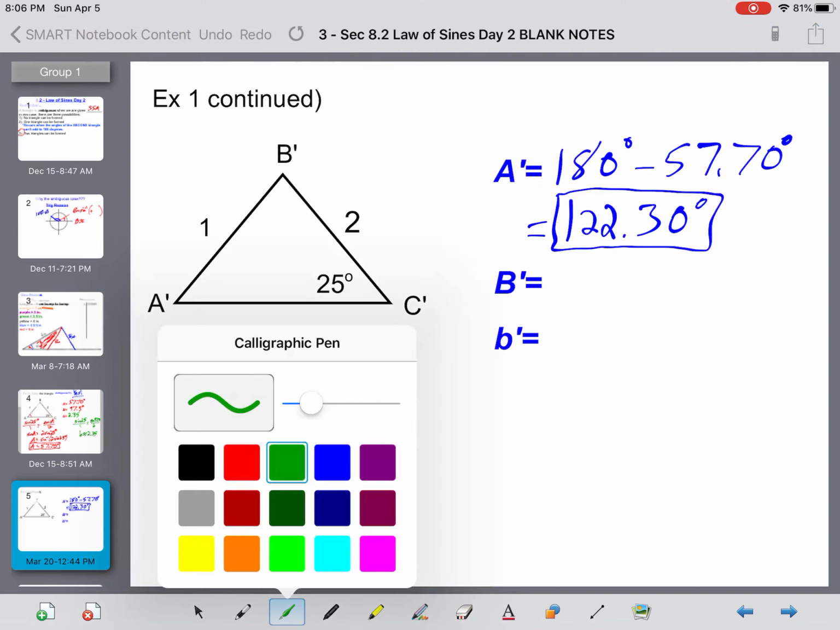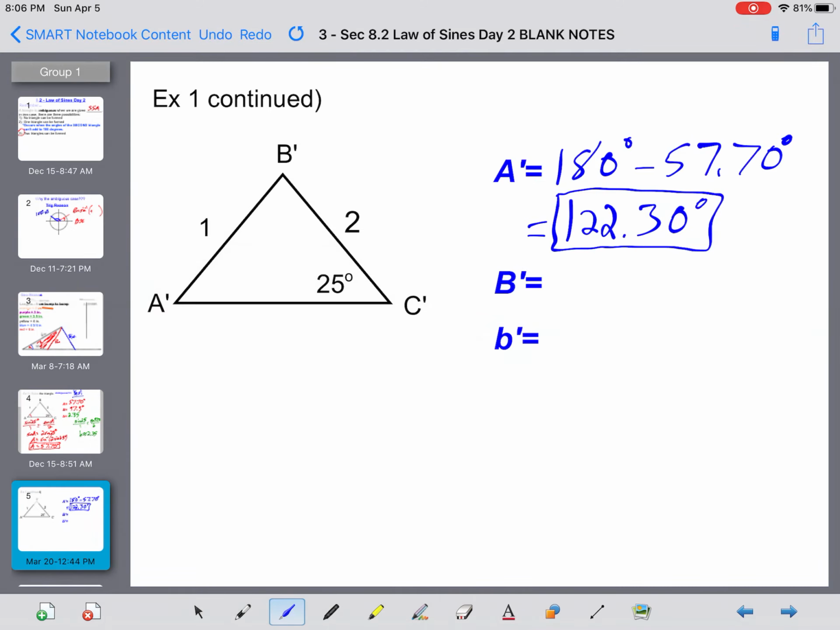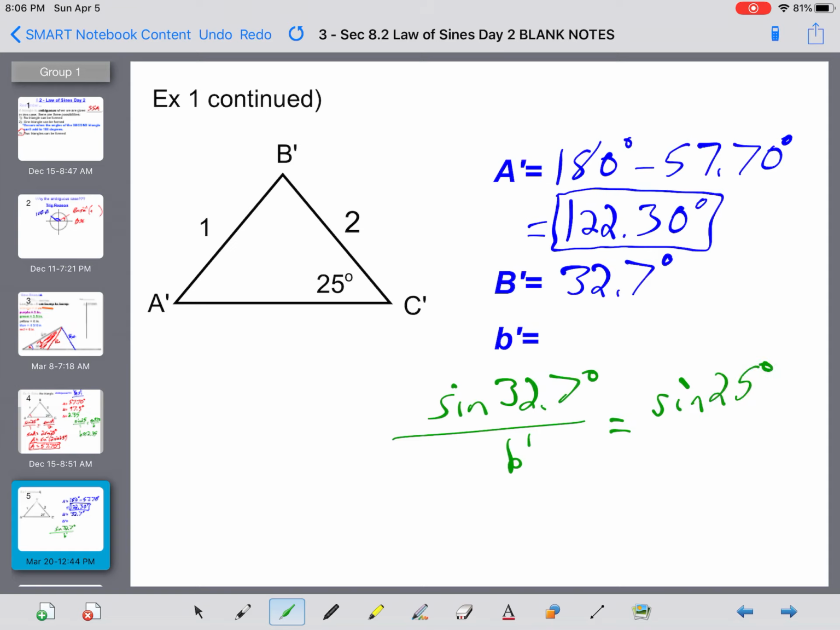But now we got to do the second triangle. So if C prime was 25, A prime was 122.3. Same process from the first triangle. We do 180 minus those two angles we know, and we get 32.7 degrees. Okay? And to find side B prime, it's another law of sines. Sine of 32.7 degrees over B prime equals sine of 25 degrees over 1. Cross multiply and clean this up. You should get a B prime value of 1.28. And there's your second triangle.